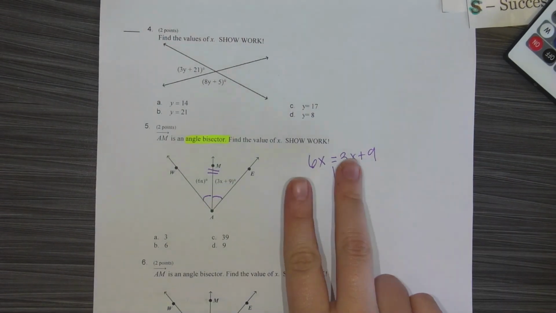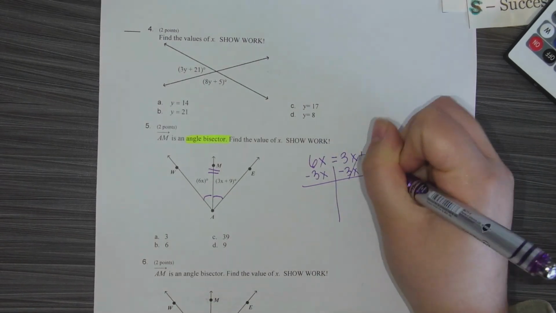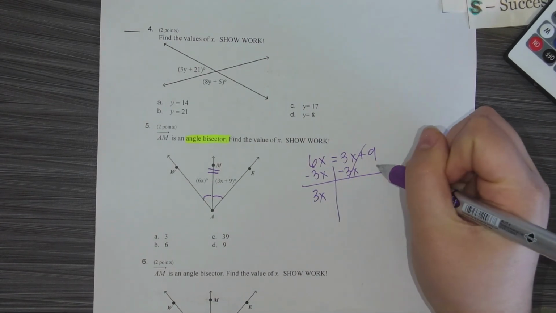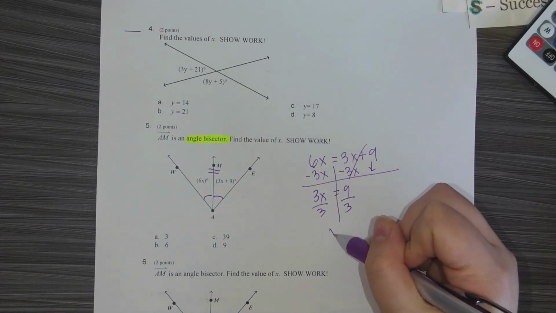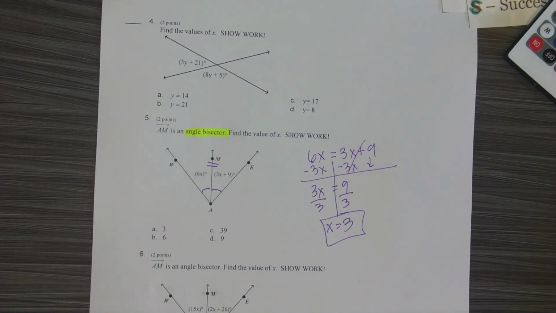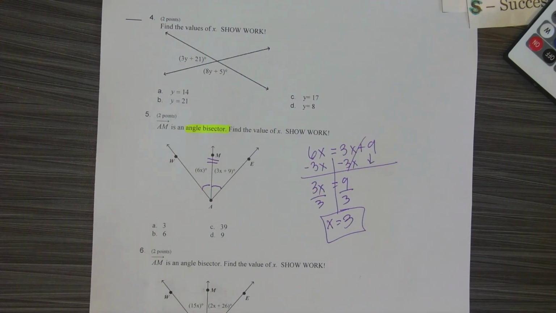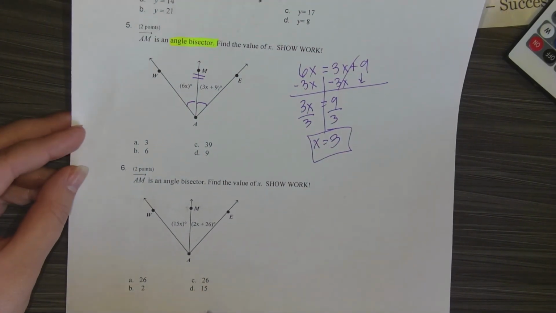Line down the equal sign. Between my x's, I'm going to subtract the smaller one. 6 minus 3 is 3x, and bring down the 9. Divide 3 from both sides, and x is equal to 3. Again, big notice, these are just going to be equal. You are going to go ahead and try number 6 on your own.